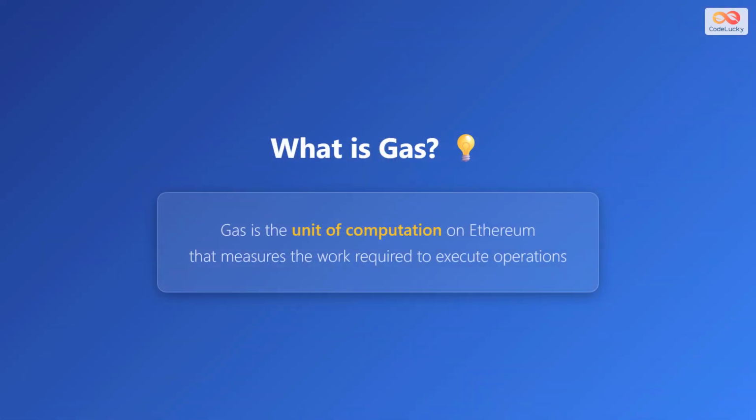Gas is the unit of computation on Ethereum. It measures how much work the network needs to do to process your transaction. Simple operations require less gas, while complex operations need more. Gas isn't a currency itself, but rather a way to measure computational effort. Every operation on Ethereum, from basic transfers to complex smart contract executions, consumes a specific amount of gas.